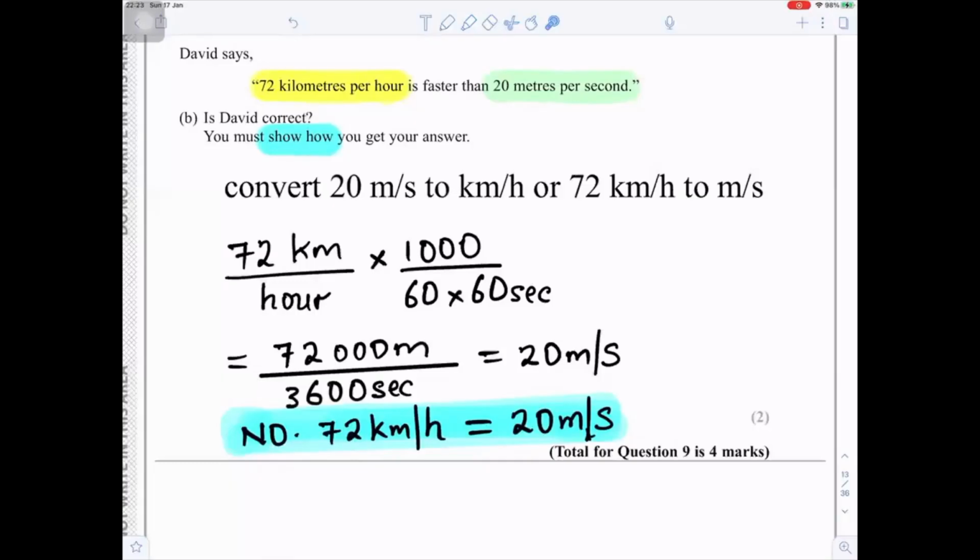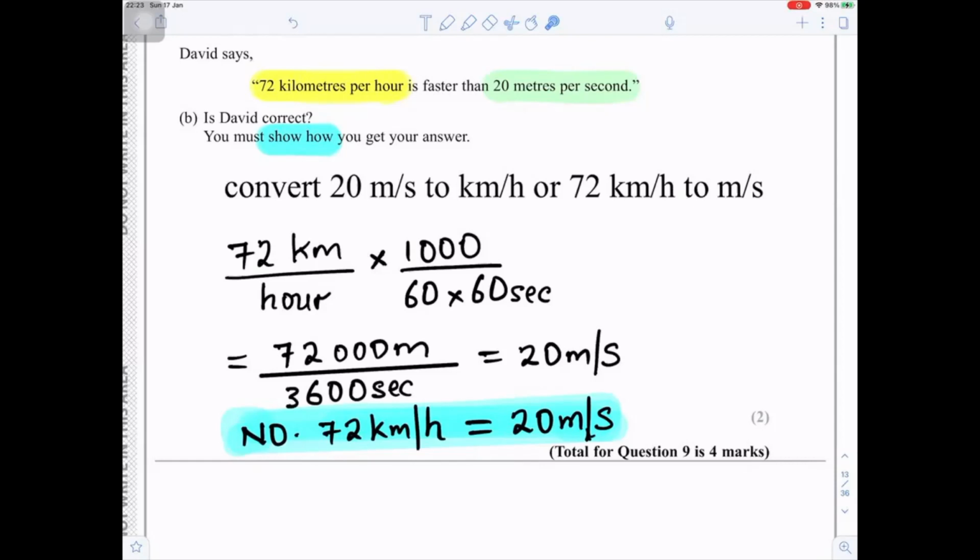David says 72 kilometers per hour is faster than 20 meters per second. Is David correct? You must show your working to get your answer. Because in the calculator, you can use the calculator to convert from kilometers per hour to meters per second. But here, you need to show the working.